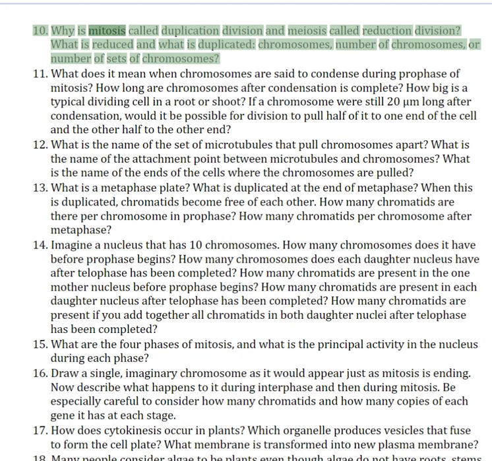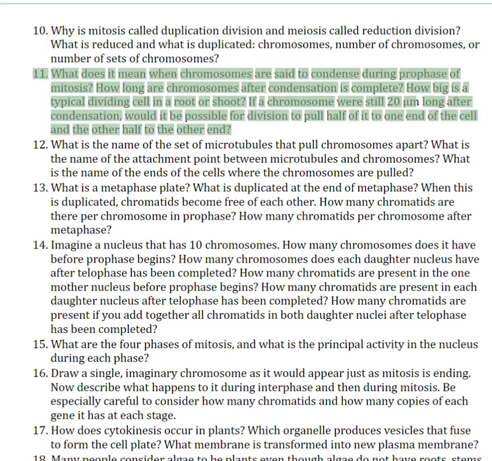10. Why is mitosis called duplication division and meiosis called reduction division? What is reduced and what is duplicated: chromosomes, number of chromosomes, or number of sets of chromosomes? 11. What does it mean when chromosomes are said to condense during prophase of mitosis? How long are chromosomes after condensation is complete? How big is a typical dividing cell in a root or shoot?